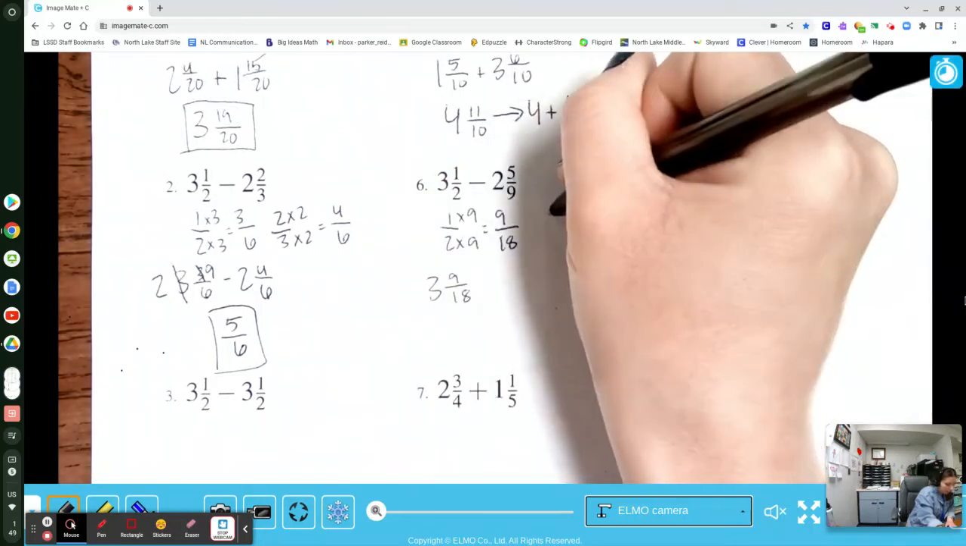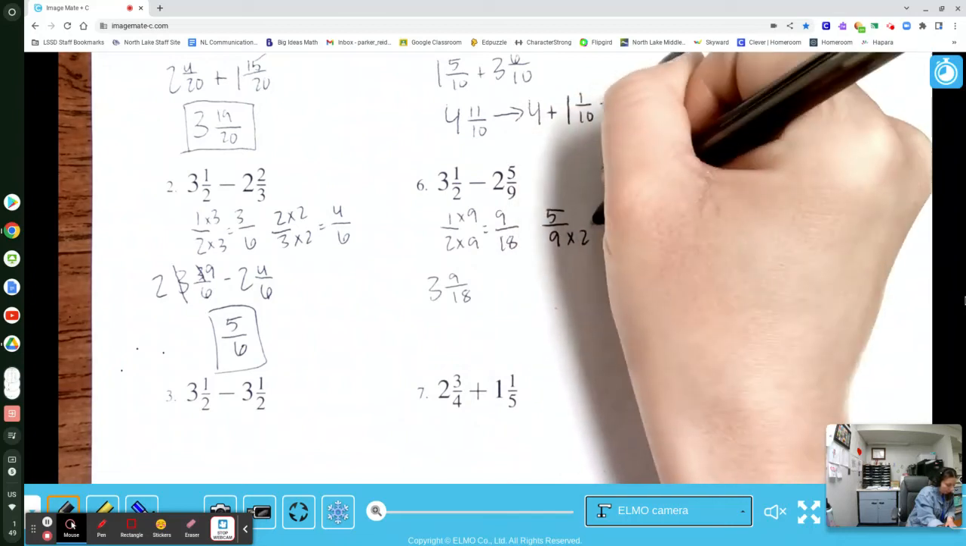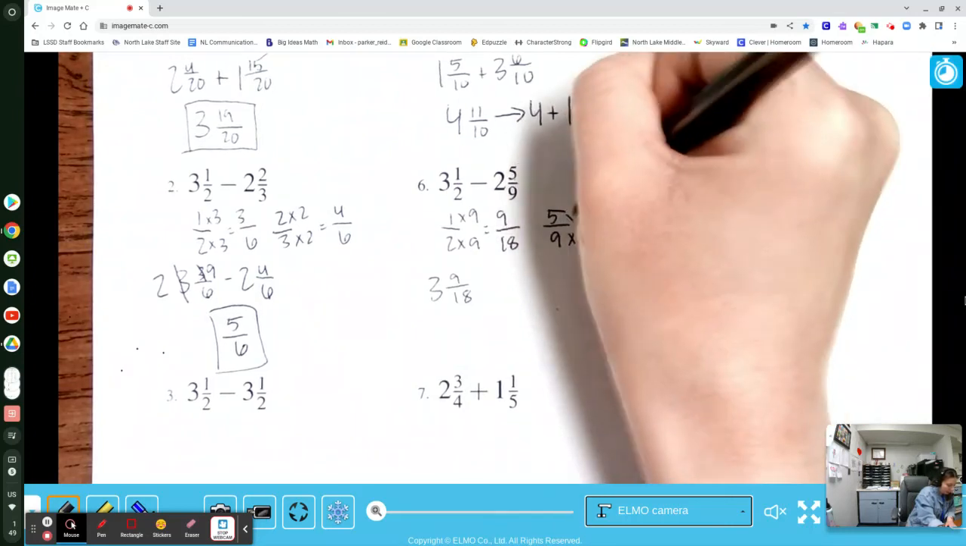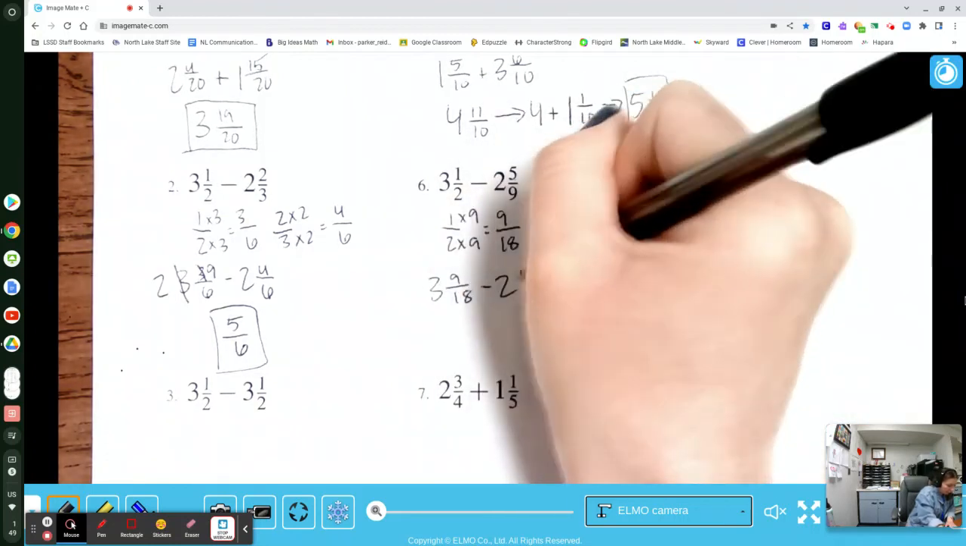And then here, I'm changing 5 over 9 to have a denominator of 18 as well. So times 2 to give me 18. Do the same to the top, and you get 10. So this is 2 and 10/18.